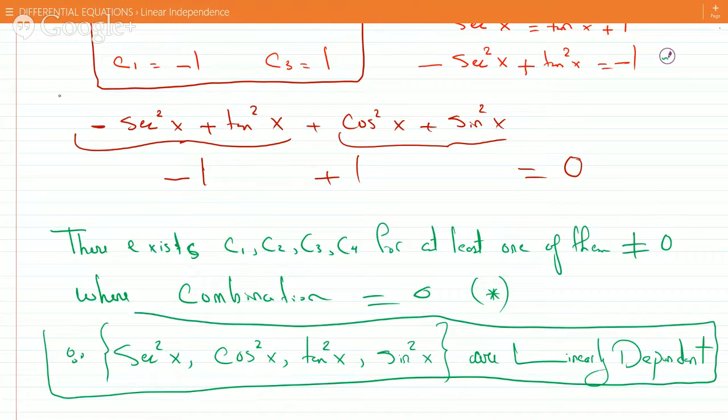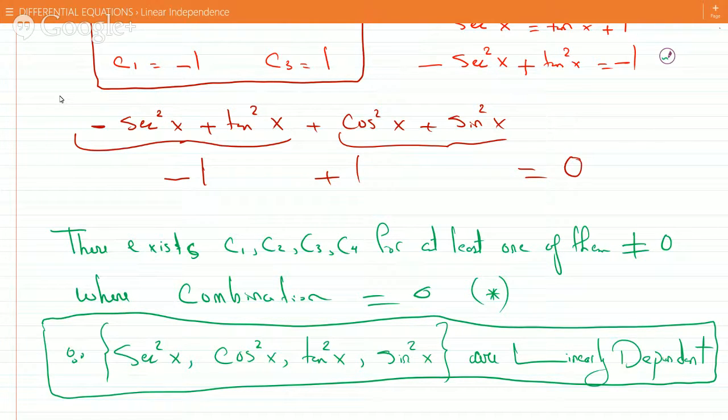Trick question. Could you have done this with the Wronskian? Not really. If it was solutions of a differential equation, you could have done that with the Wronskian. But if you have functions, and if you suspect that they're linearly dependent, you have to prove them by the definition. You can't use the Wronskian to prove that they're linearly dependent. You can use the Wronskian to prove that they're linearly independent. But you can't use it to prove that they're linearly dependent.